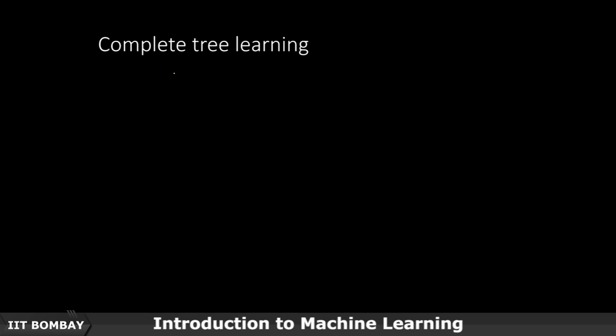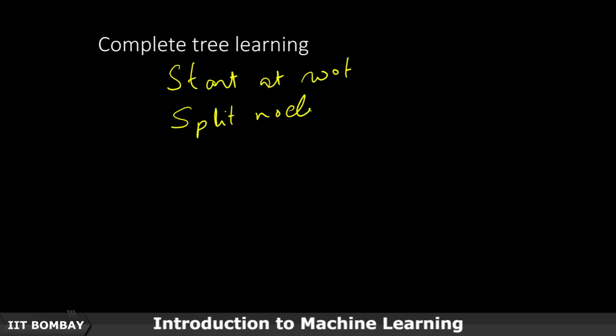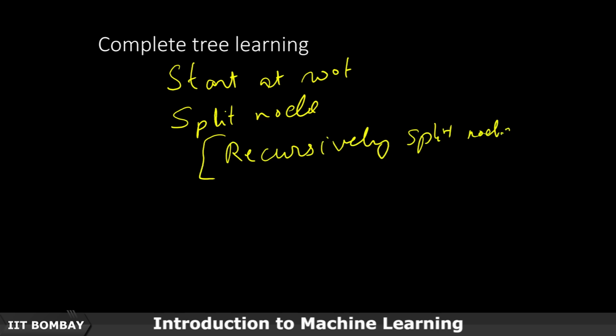Basically, start at the root, split node, and within split node what we have is recursively split node the children nodes. Okay. So that is pretty much the entire tree learning algorithm.